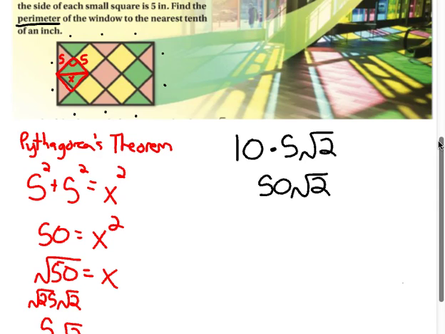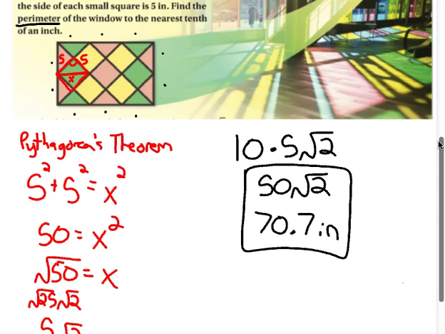So what that means is, because this is a word problem, it actually wants me to calculate 50 square roots of 2, which is about 70.7 inches. Okay, so that is what this answer is going to end up looking like. All right, so that's adding and subtracting.